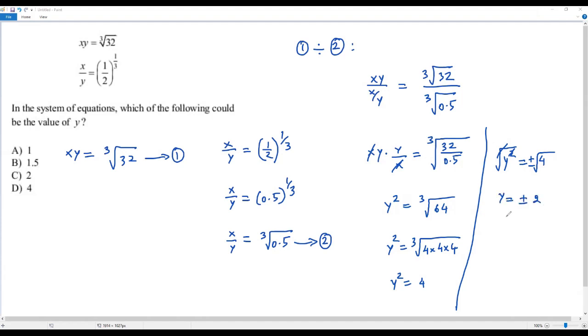The square root of 4 is 2. We get two values for y. One is y equals 2 and the other is y equals negative 2. And in these two values of y, we find the first value, 2, in answer choice C. The correct answer choice for this question is C.